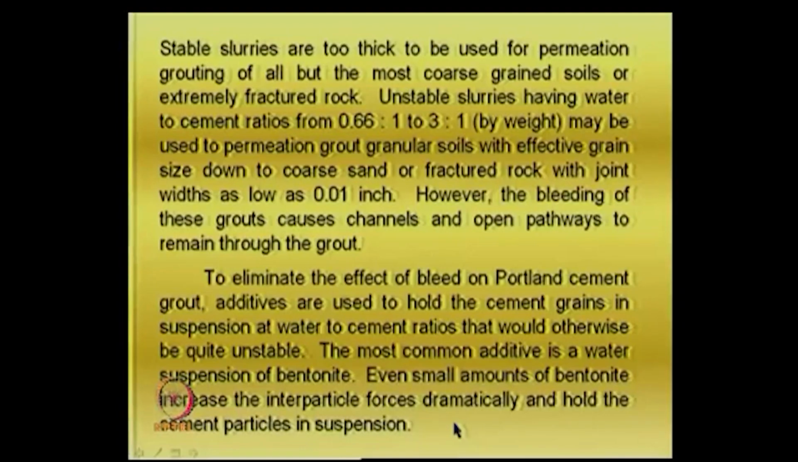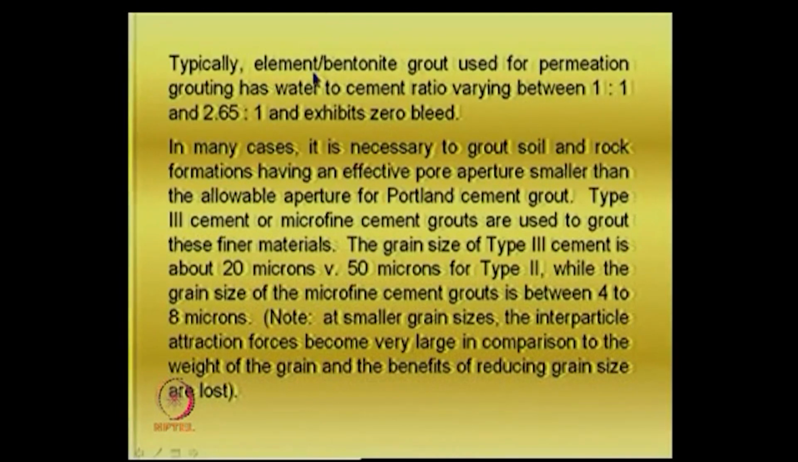Essentially what you are trying to do is that the interparticle attractions lead to a separation. Typically, bentonite grout used for permeation grouting has a water cement ratio varying between 1:1 and 2.65 and exhibits 0 bleed. So the problem of bleed is also solved, because the bentonite takes up all the water, and water does not flow that easily because of the presence of bentonite.